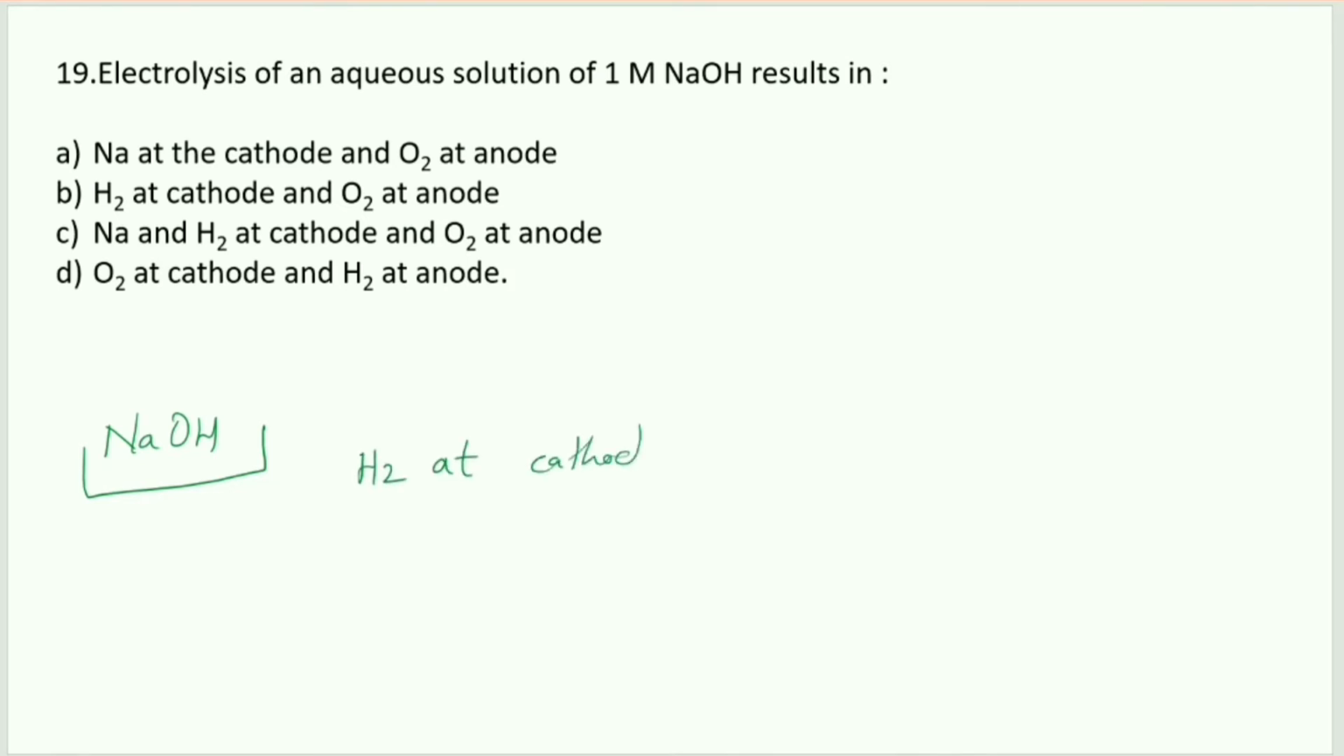And oxygen at the anode due to the overpotential of oxygen. So at the cathode, Na plus and H plus will compete. The reduction potential of H plus ion is higher than Na plus. Reduction potential is higher for H plus, so this will undergo reduction reaction and will deposit at the cathode.